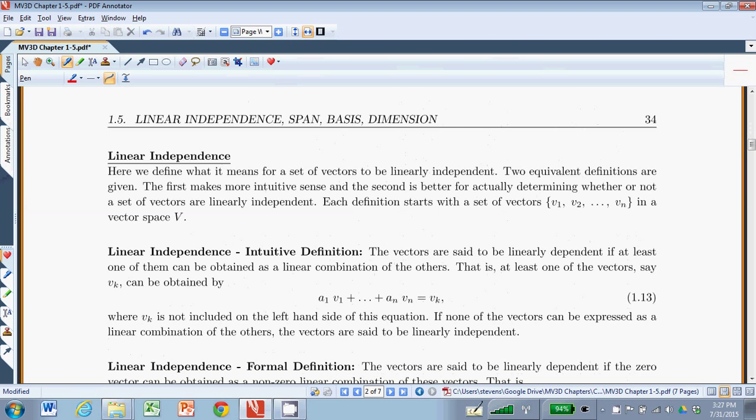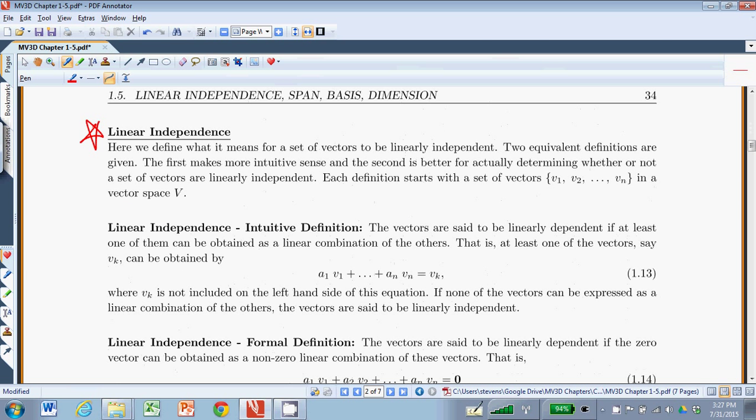Here we're going to talk about linear independence. All right, and we're going to give a couple of definitions. One is this intuitive definition. And so the way this starts, I'm going to go back up to here for a second. Suppose I have these vectors, v1, v2, up to vn. So I have n vectors, and we talk about whether or not these vectors are linearly independent.